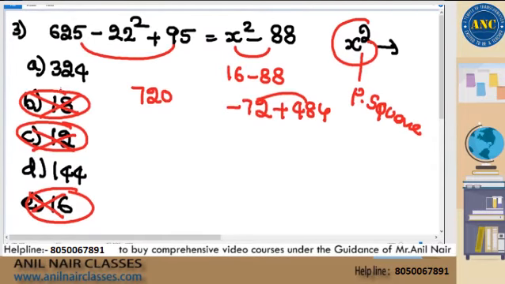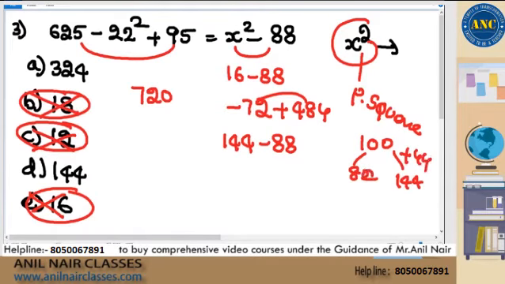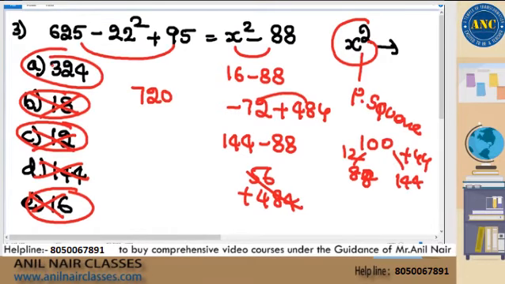X square 16. Suppose if you do x square 144, try to check it out. 144 minus 88 is 12 less than 100. 144 is 44 more than 100. So here it is 12. So it is 56. 56 plus 484 is not 720. Over answer. How much time it takes? 324.